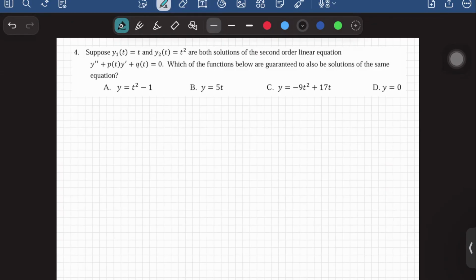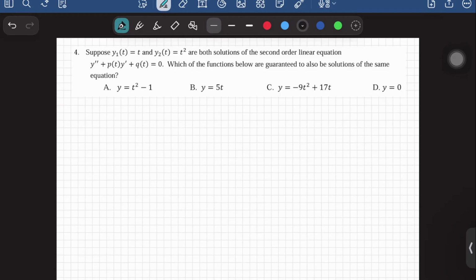It's given to us, suppose y1 of t is equal to t and y2 of t is t squared. And these are both solutions of the second order linear equation y double prime plus p of t y prime plus q of t is 0. This is basically a multiple choice question which asks us which of these functions below are guaranteed to also be solutions of the same equation, right?